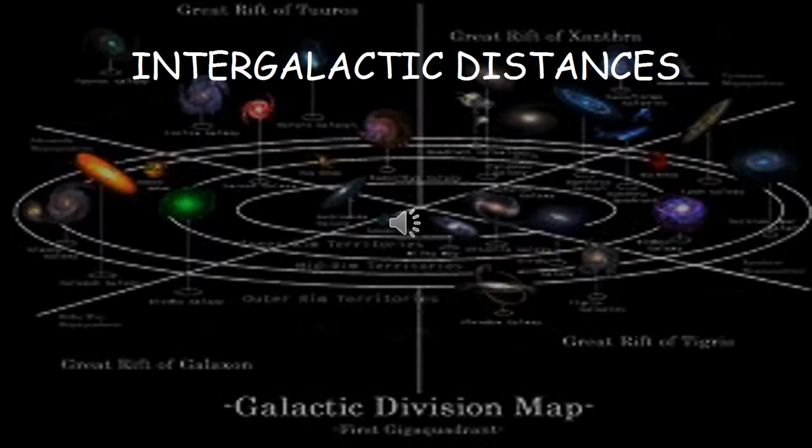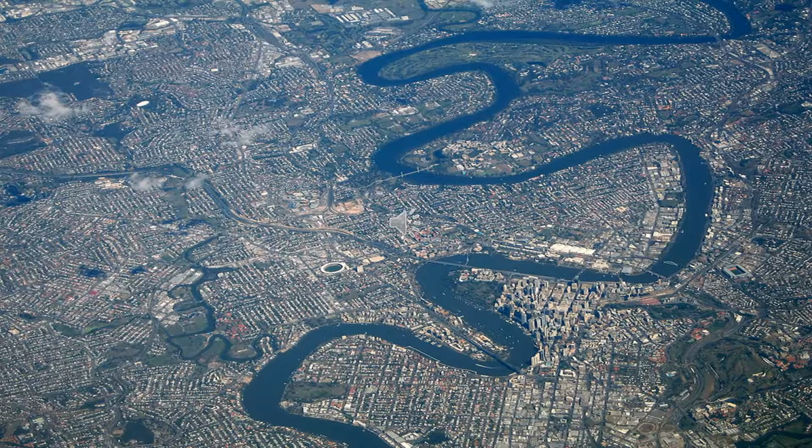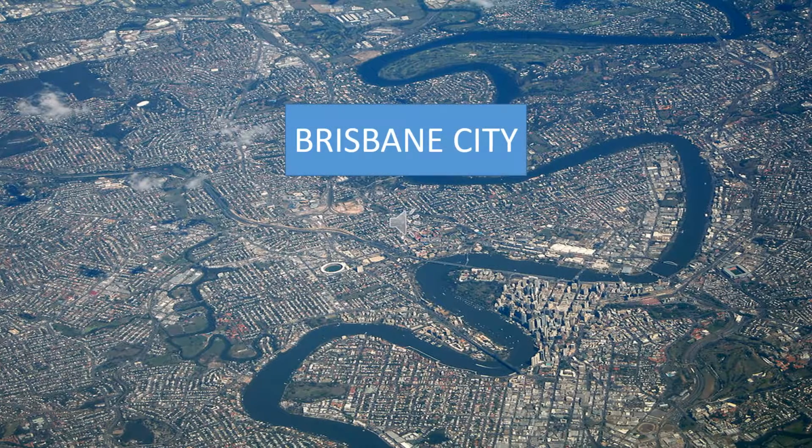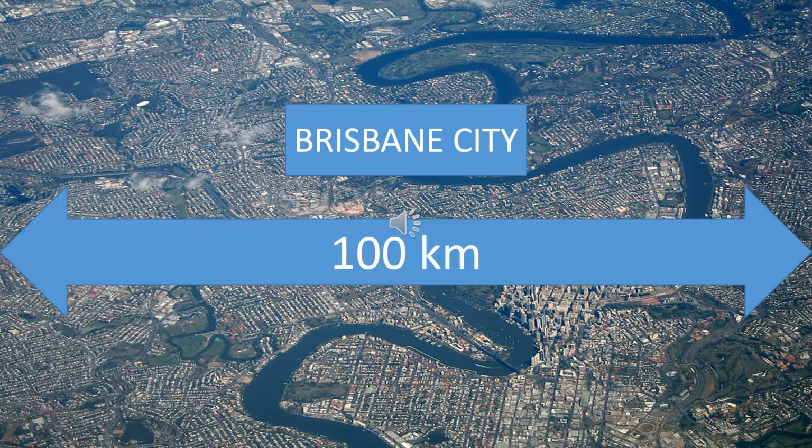Okay, first things first, intergalactic distances. This here is a picture of my hometown, Brisbane, the capital of Queensland. This is probably the biggest thing a human could possibly comprehend, so I'm going to start here. Brisbane City is approximately 100 kilometres in diameter.